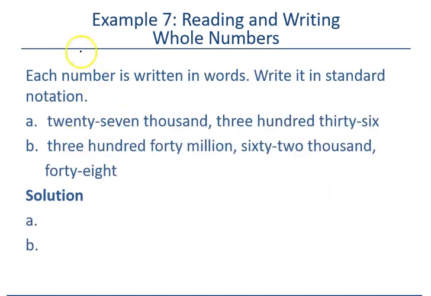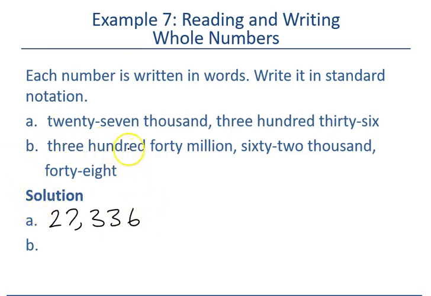Let's come in here. Each number is written in words. Write it in standard notation. Basically, put it back in numbers. Okay, so I've got 27,000. Well, I know what a 27 looks like. Okay, 336. Okay, I noticed because I'm going to 300, there's going to be a comma here because I'm going to a different period. So I'm going to have 300, yes, and 36. So that would be the number in standard notation, and you can go backwards and forwards.